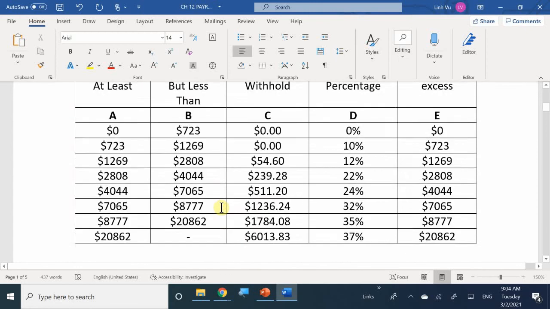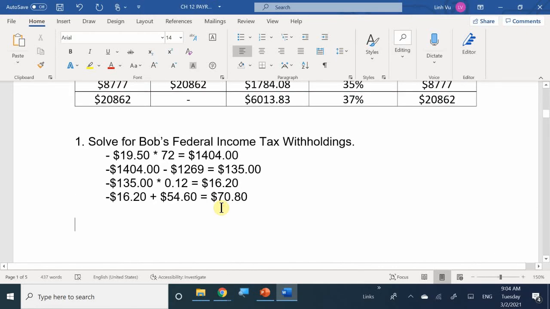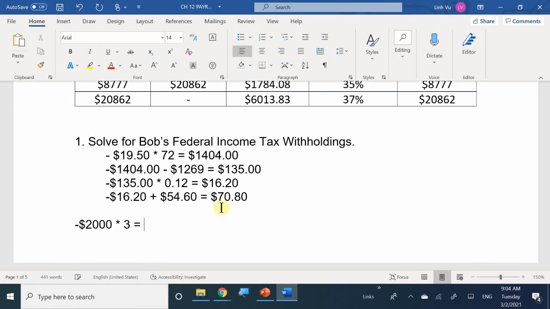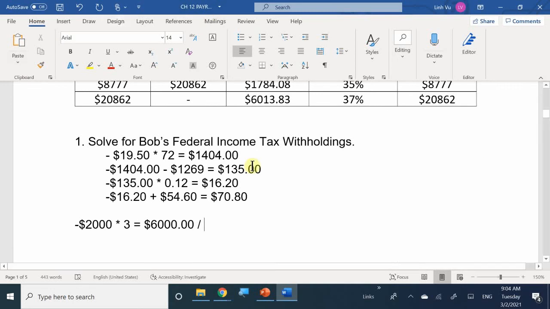So if we go to the W-4 form, it says that each dependent is going to be considered $2,000 each. So times 3 gives you how much? $6,000, okay? And they tell you to divide that whole thing by the number of payments that he makes. So let's go ahead and divide this by the number of payments.